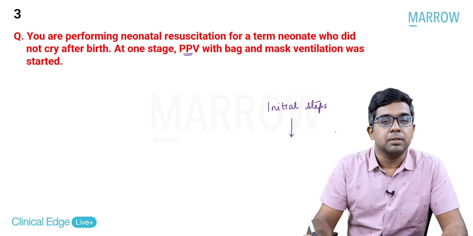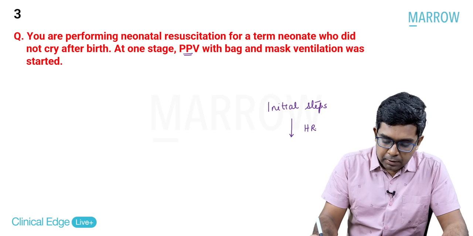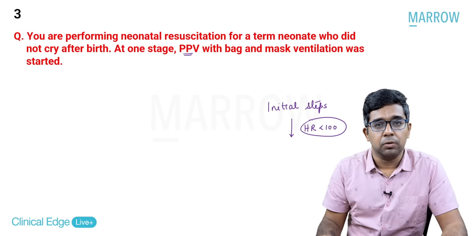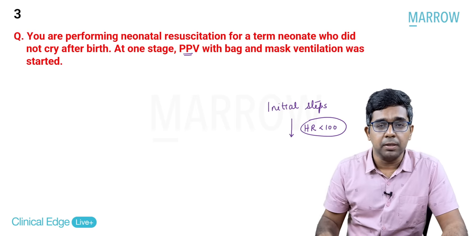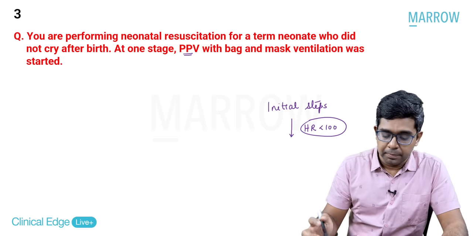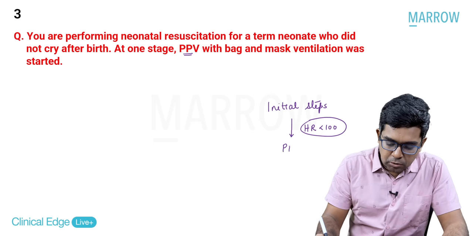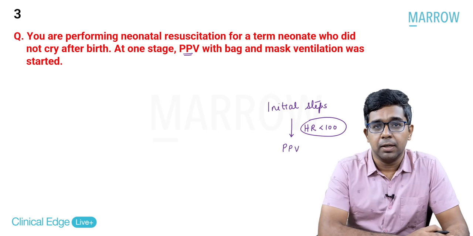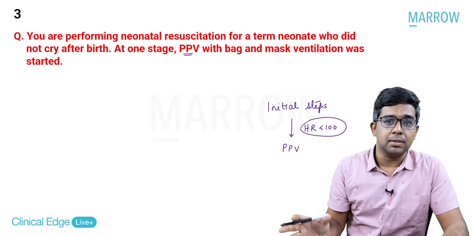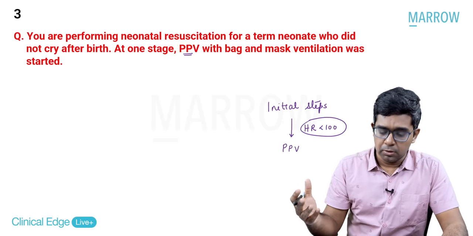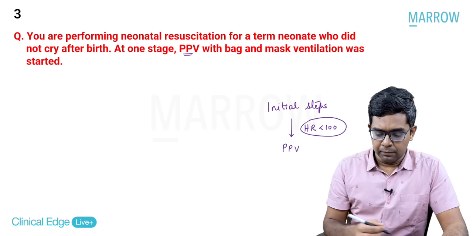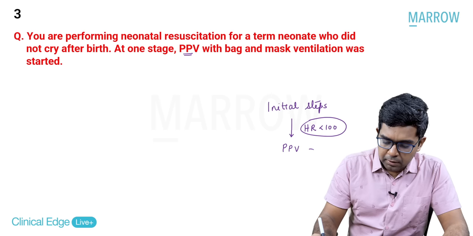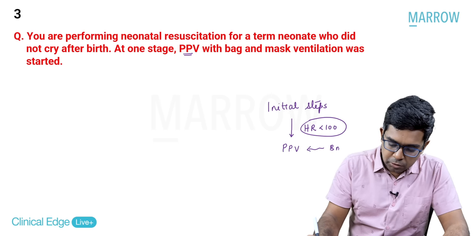If after the initial steps the heart rate is less than 100 and the baby has no breathing effort, that is, the baby is still not crying or not breathing and the heart rate is less than 100, that is the time when you actually start positive pressure ventilation. I think most of you should be able to recollect this. So exactly we are at this stage where the baby did not show any response to the initial steps and we have started PPV. Usually PPV is started with bag and mask ventilation to begin with.